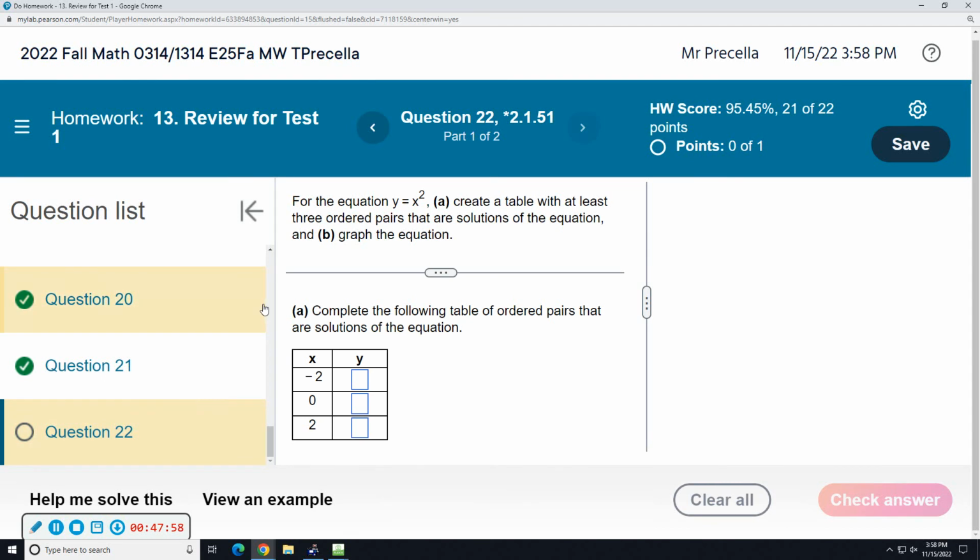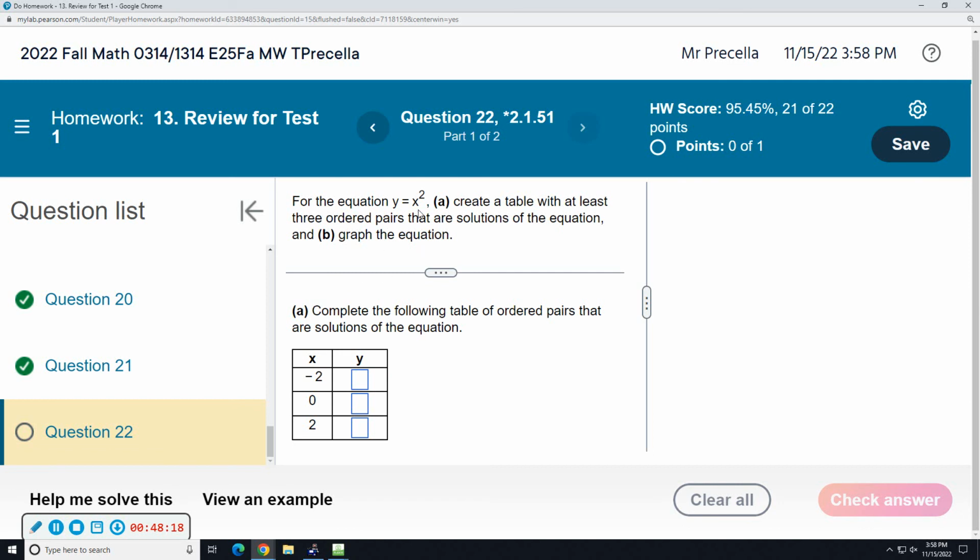One more. This is the last one. For the equation y equals x squared, create a table with at least 3 ordered pairs that are solutions to the equation, and then graph the equation. I don't know that we need to write this out. I think y'all can just help me by calling out the y values right here.